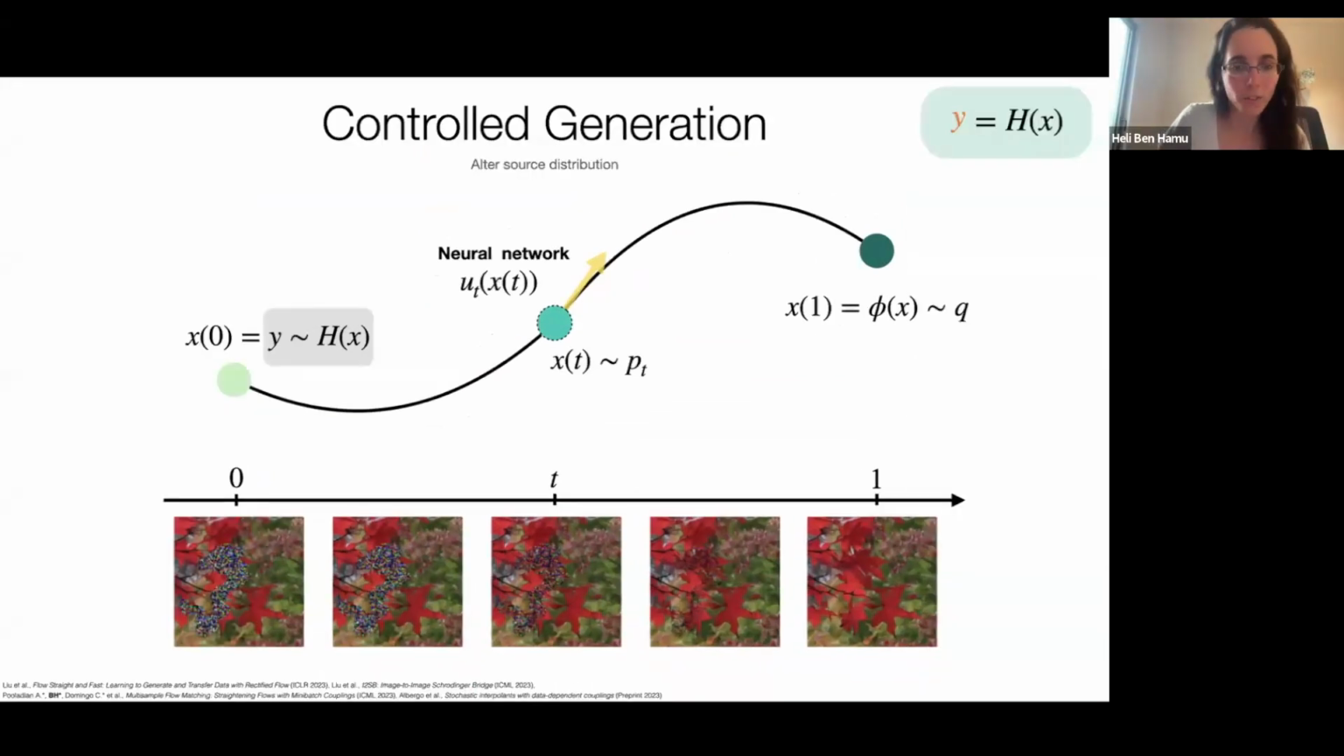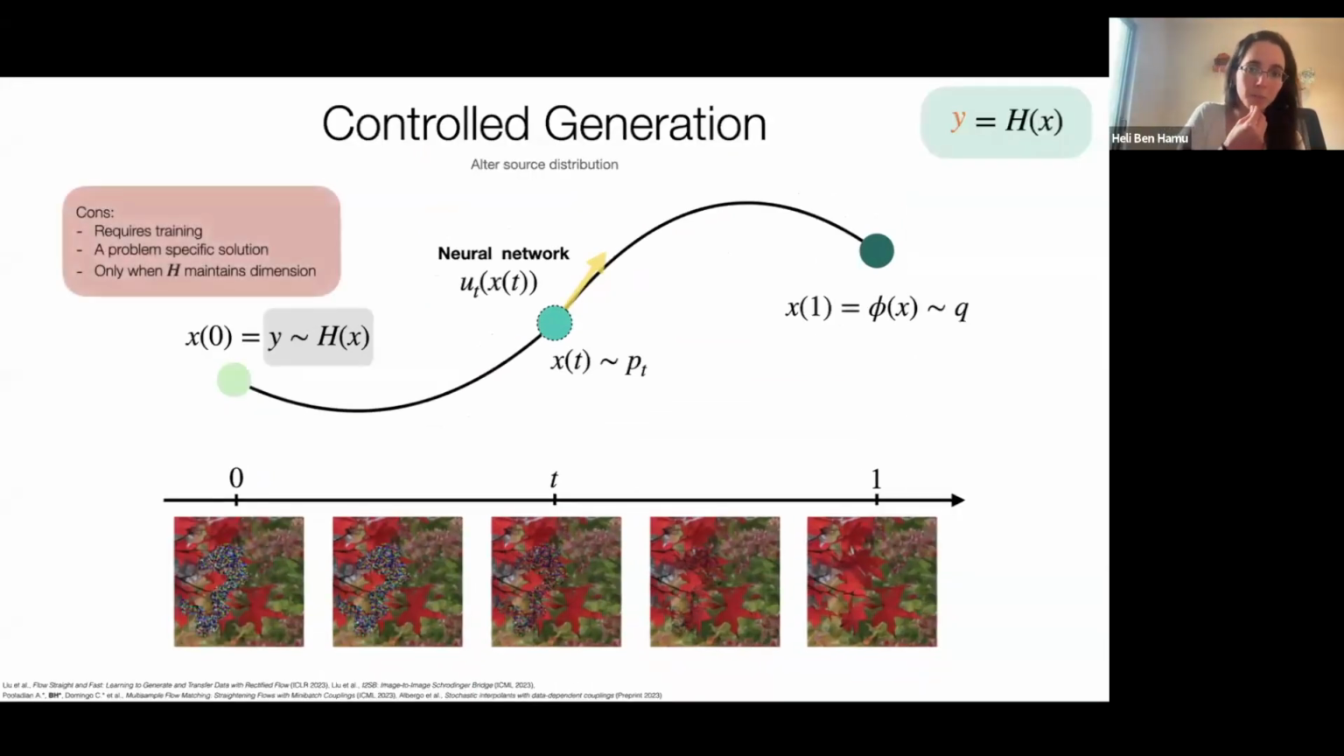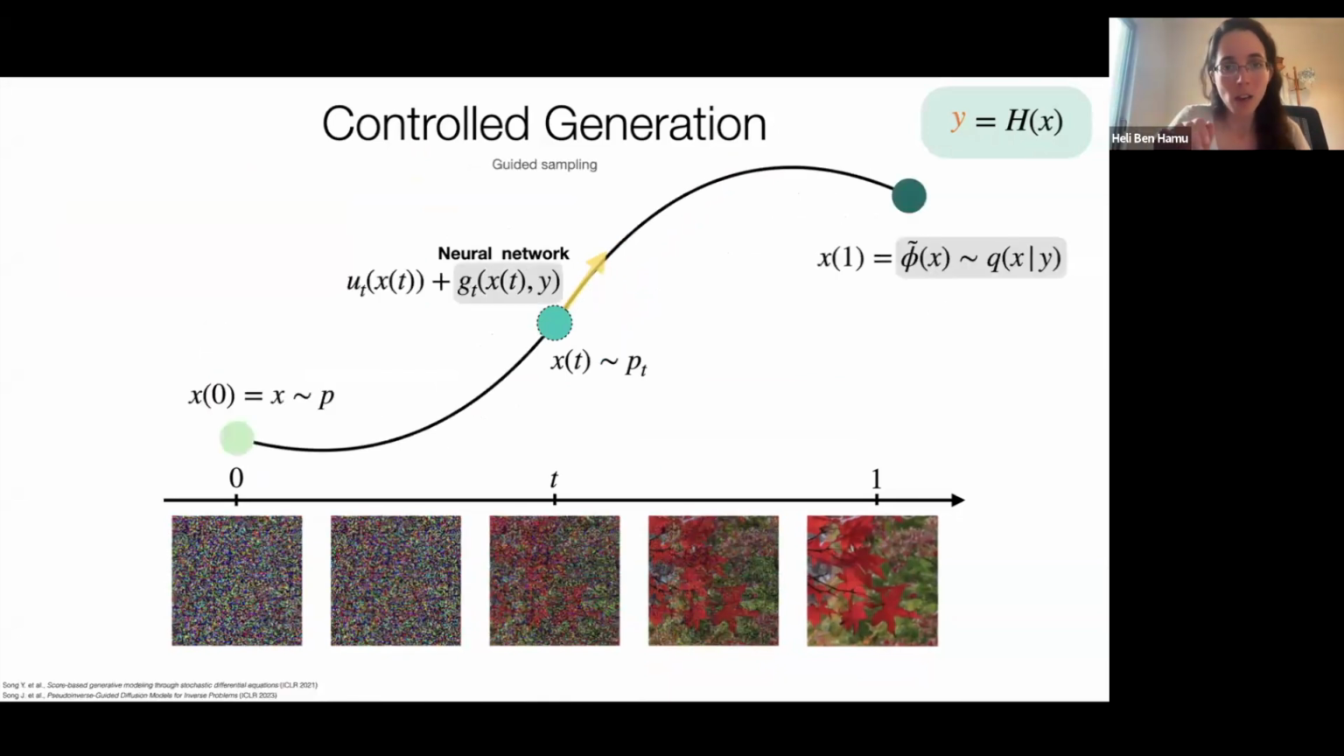So this first type of approach is to alter the source distribution, but as I said, it requires training of a model for every sort of inverse problem that we want to solve. A second type of approach would be to use guided sampling.